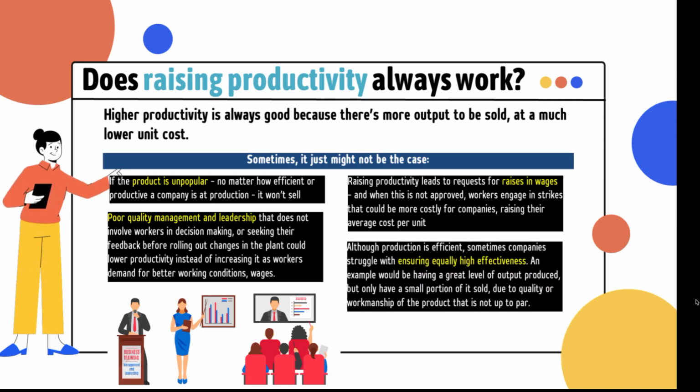Although production is efficient, sometimes companies struggle with ensuring high effectiveness. An example would be having a great level of output produced, but only a small portion of it sold because of poor workmanship that is not up to par. So you have high productivity, a high level of output placed everywhere to be sold, but not meeting the demand because of poor workmanship, and that also affects sales.